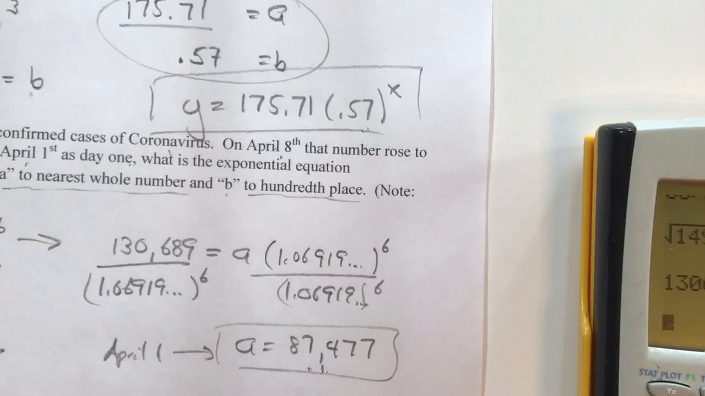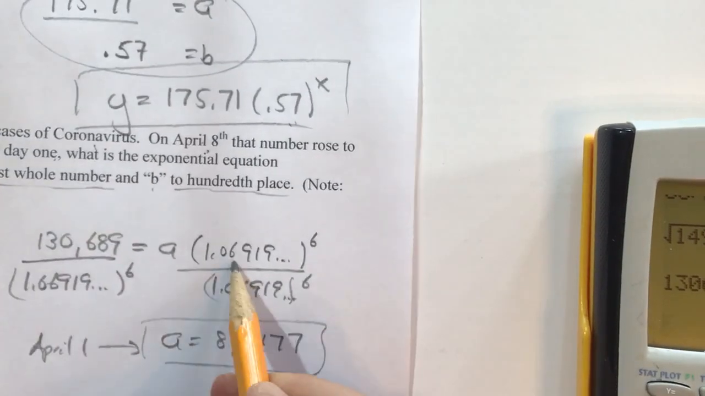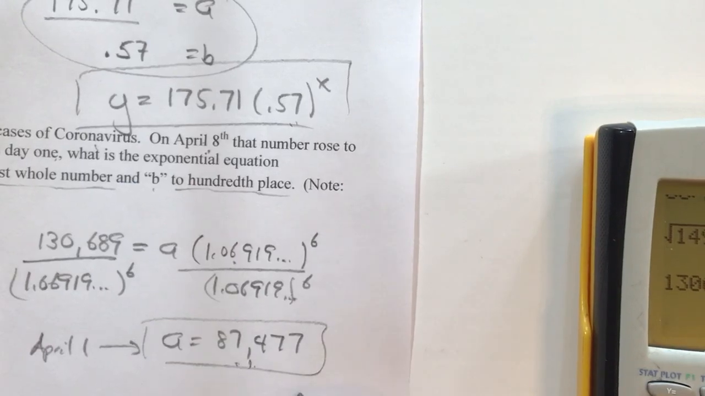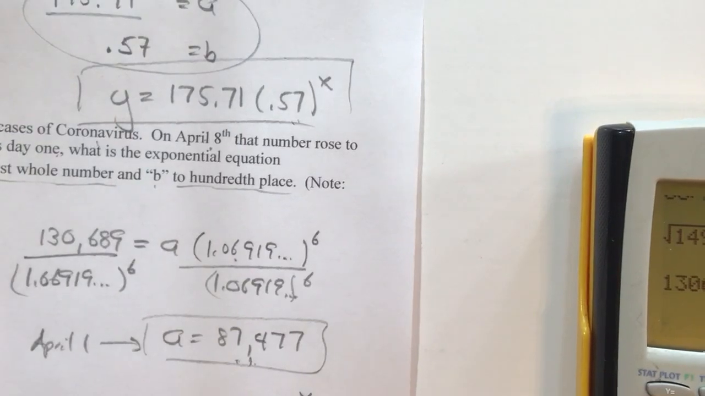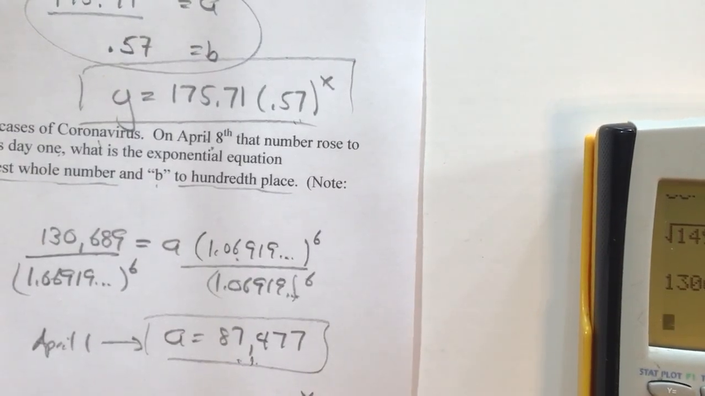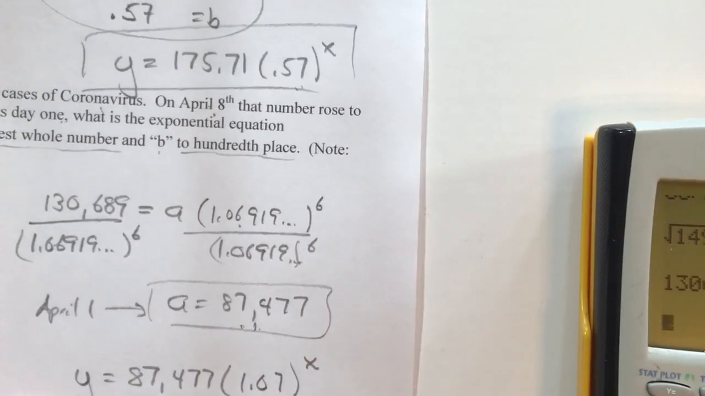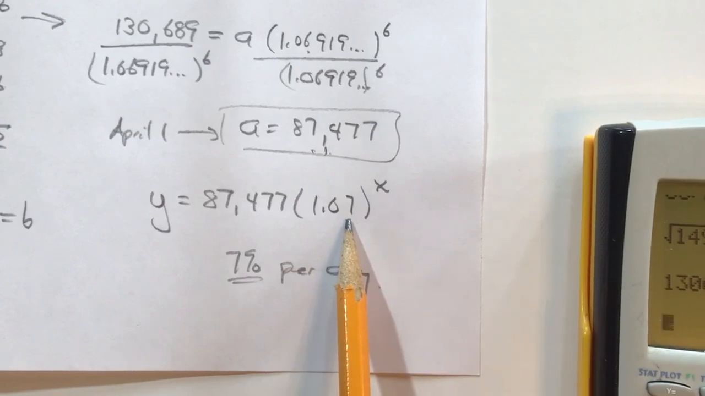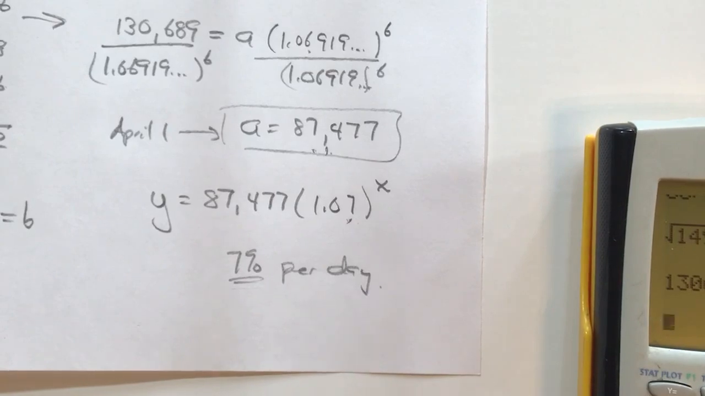I got all my data from the New York Times. So here's the rate of growth, 87,477, and we're going to round B to the hundredths place, 1.07 raised to the x power. So over that 2-day period, you could say we're growing 7% per day, which is an improvement. Been watching the news, it's been growing a lot. When this first started, when we left school, it was growing a lot faster than 7%. So it's been slowing, as they keep talking about it on the news.